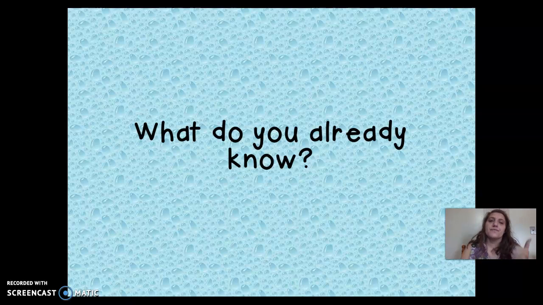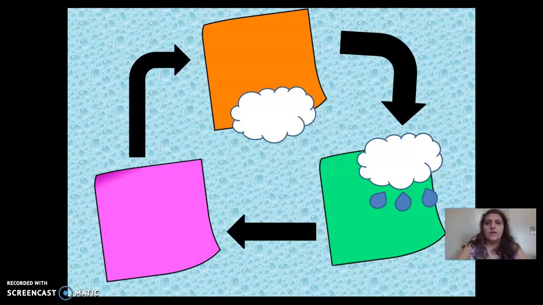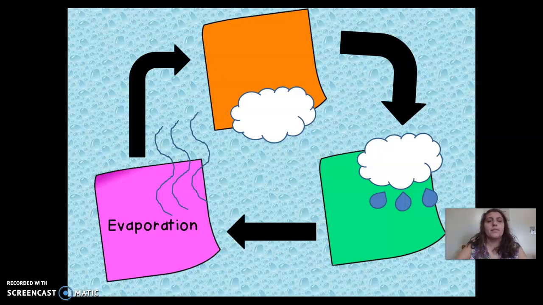You have it? Great. So the water cycle can be broken up into 3 parts. The first part is evaporation. Now watch what happens with evaporation. We'll be talking about it a little bit later. Next part is condensation. What might that mean? And the last part is precipitation. I want you to keep a close eye on those water droplets. What are they doing?